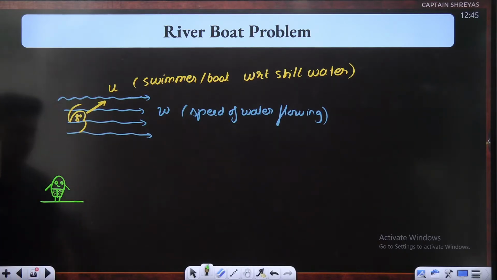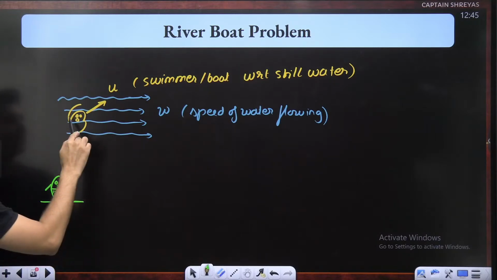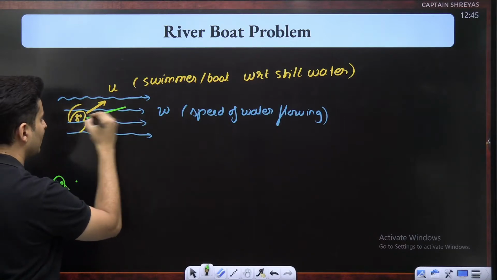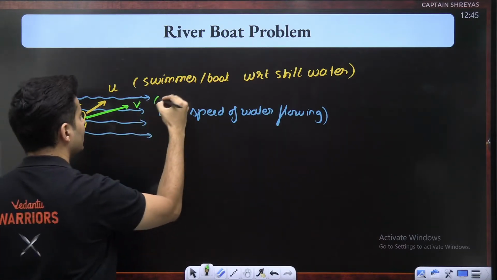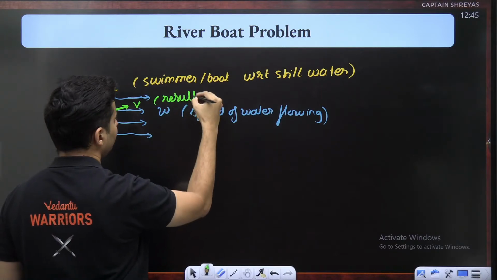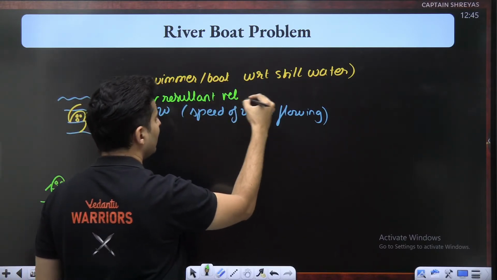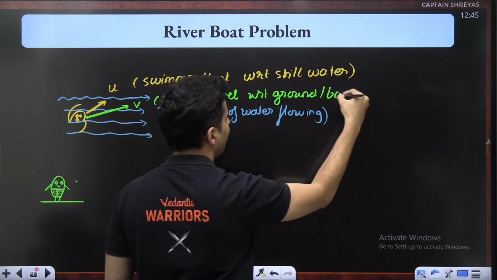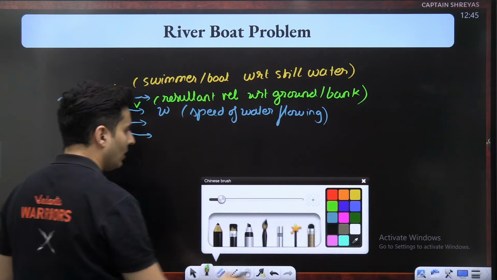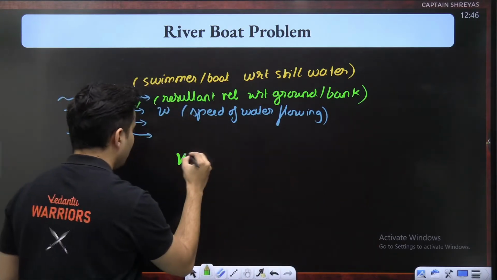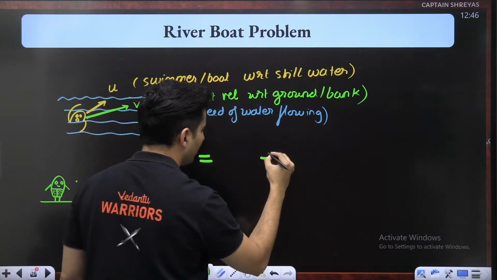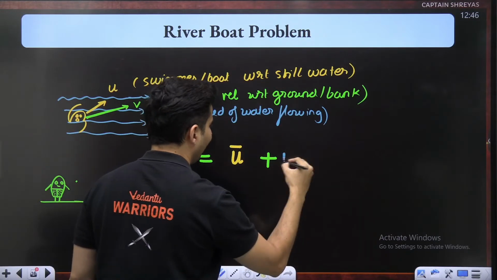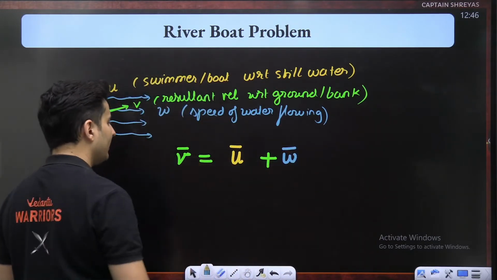Awesome. Okay. This Pandu will not see the swimmer going at speed U or W. He will see the swimmer going at some resultant velocity. This is your resultant velocity with respect to the ground or basically the bank. So this velocity is going to be a sum of two quantities. One is the actual swimmer speed plus the water speed. You add both of them, you will get the resultant velocity.